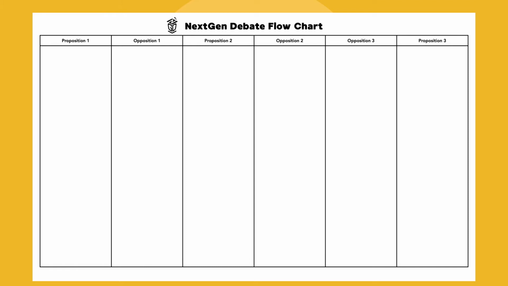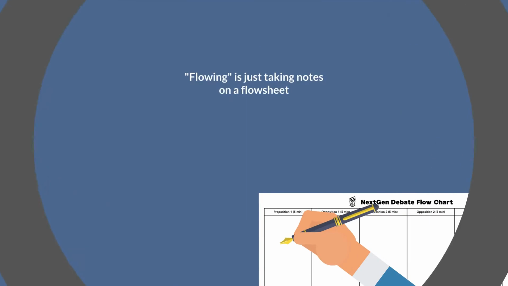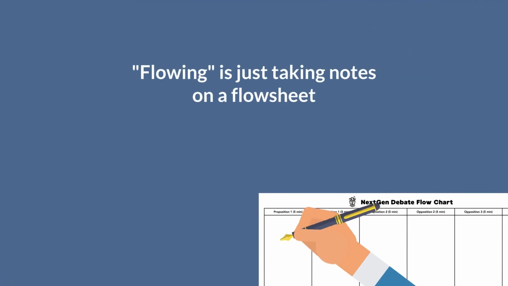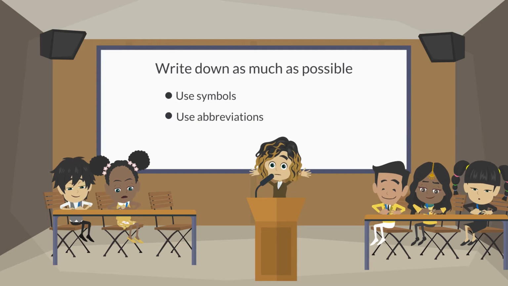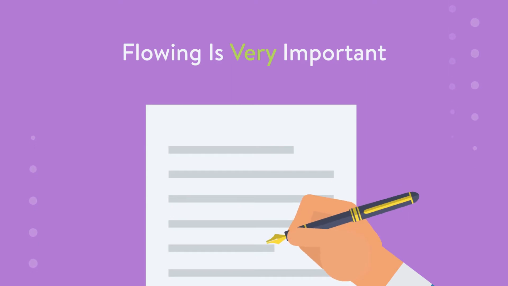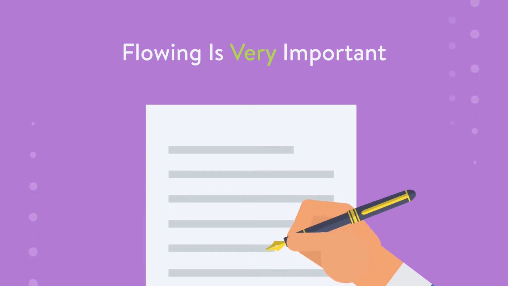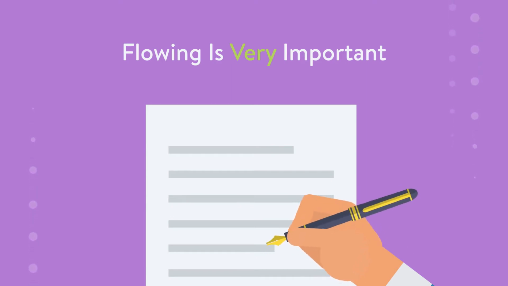Once complete, the flow sheet becomes a transcript of what happened during a debate. Flowing is just simply taking notes on a flow sheet. You have probably taken notes before in school by jotting down key phrases and concepts. However, in debate, the objective for taking notes is to write down as much as possible by using symbols and abbreviations. Flowing is considered a highly sought-after skill. Having these critical details in your notes makes a huge difference in the outcome of a debate.